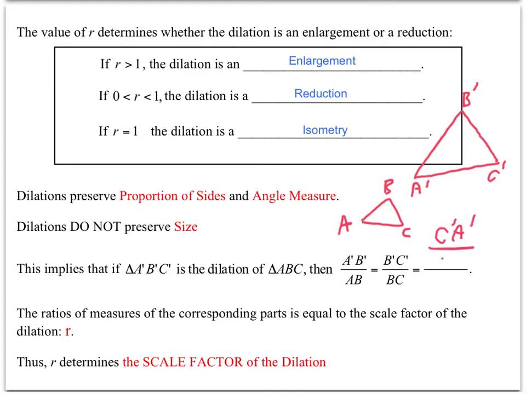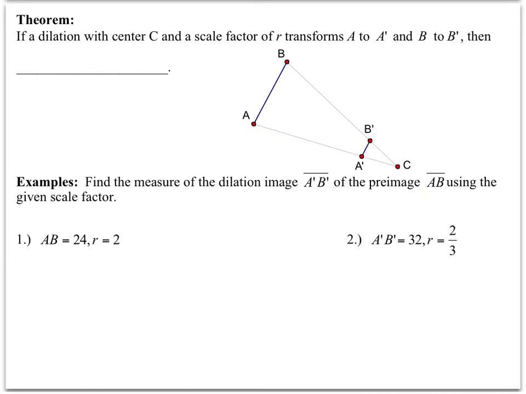divided by CA. On the last slide we talked about similar figures a bit, so let's put that into a theorem. If we have a dilation with a center C and a scale factor of r transforming A to A prime and B to B prime, so a point to its image, then we can say that these triangles are similar.